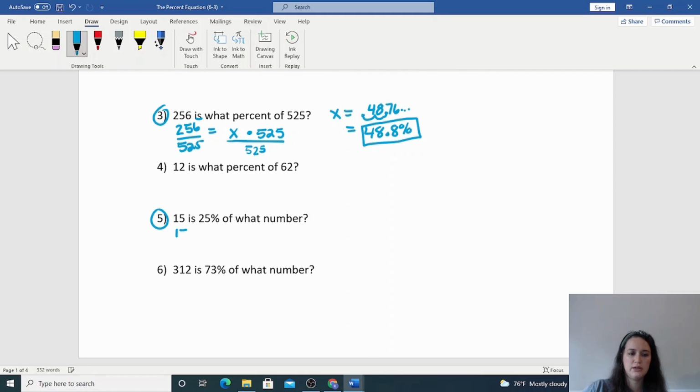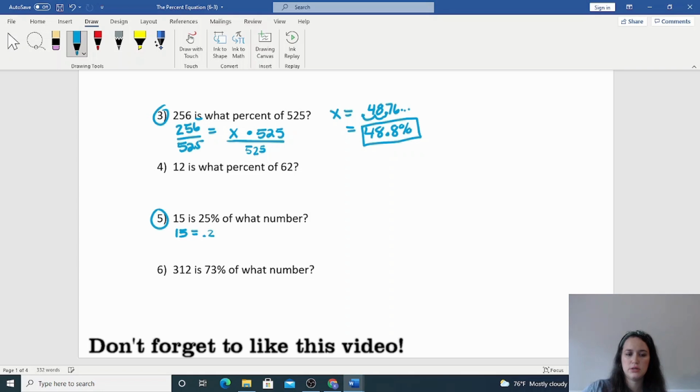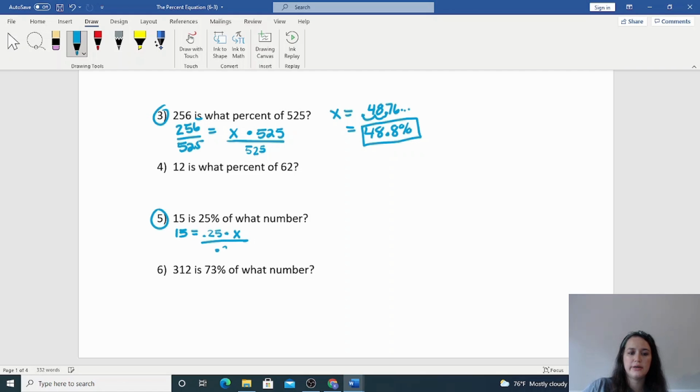I've got 15 equals 25%, so 0.25 of unknown times what number, x. So I'm going to divide both sides by my 0.25. Remember, whenever you have an unknown beside a number, if they're side by side, you divide. So side by side, divide. Anytime you have an unknown beside a number, divide by that number on both sides because they cancel out, and then you get the x alone. That way you can find out what it is. All right, 15 divided by 0.25 is 60.